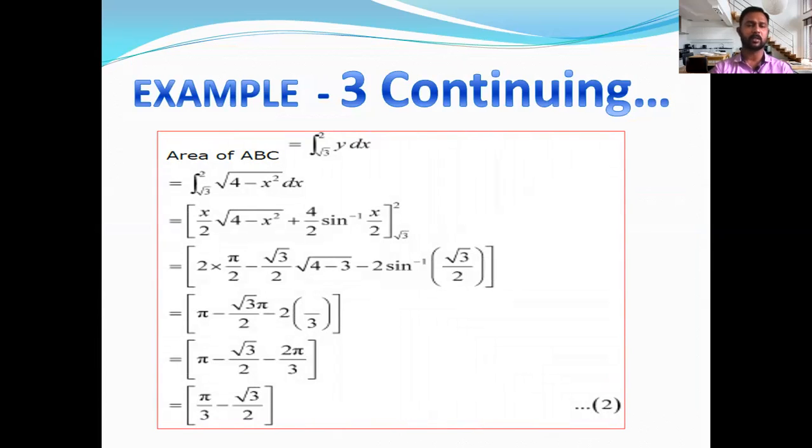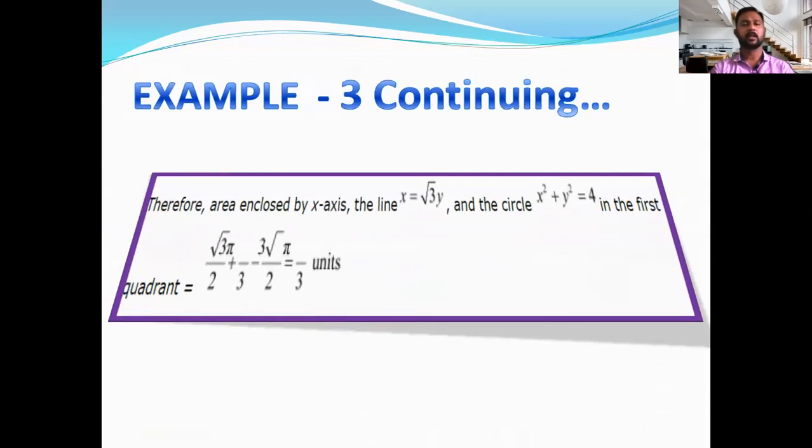Using the same formula, integral of square root of a square minus x square dx, we have pi by 3 minus root 3 by 2. Therefore, to find the area of the shaded region, we will add both the resultant results, which is root 3 by 2 plus this one, you will get pi by 3 units.